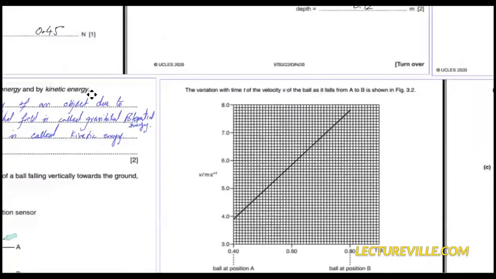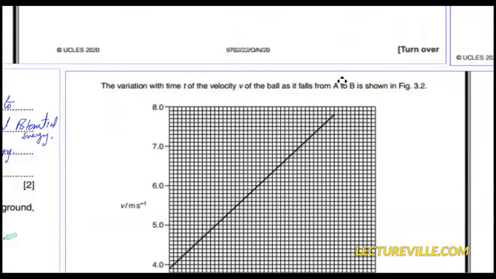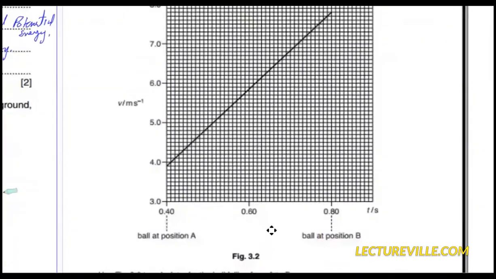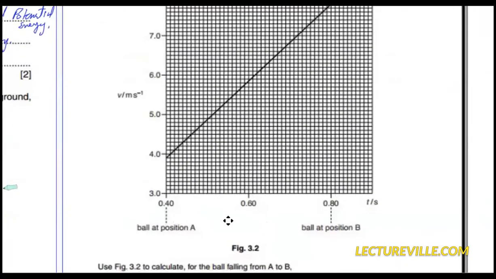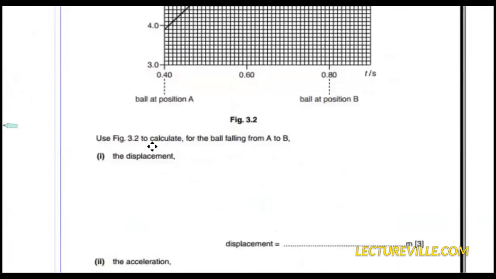Now, the variation of velocity is given over here. So this is the velocity-time graph. But it also tells us the position: at 0.4 seconds it was at A and at 0.8 seconds it was at B. This is used to calculate the ball's displacement.